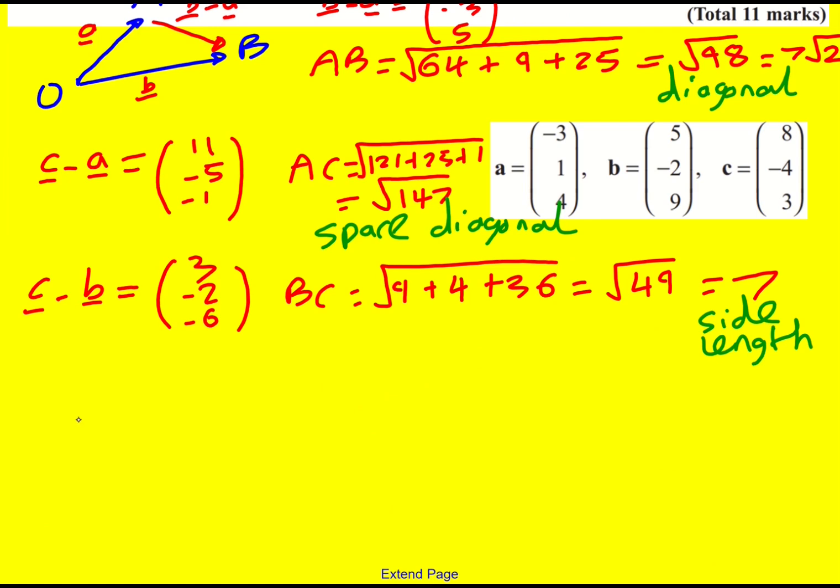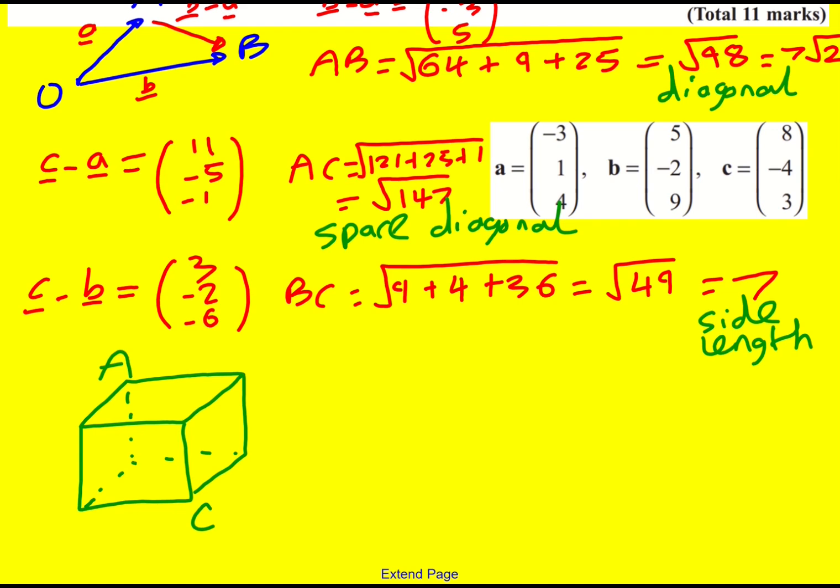So if I draw a little sketch of the cube now, we had AC as a space diagonal, so maybe A is here and then C is here. And then it was BC, so B would go here because BC was the short length and then AB was the diagonal. So that's what it could look like with O perhaps over here somewhere. But back to the volume. So the side length is going to be 7, therefore the volume is 7 cubed, which is 243.